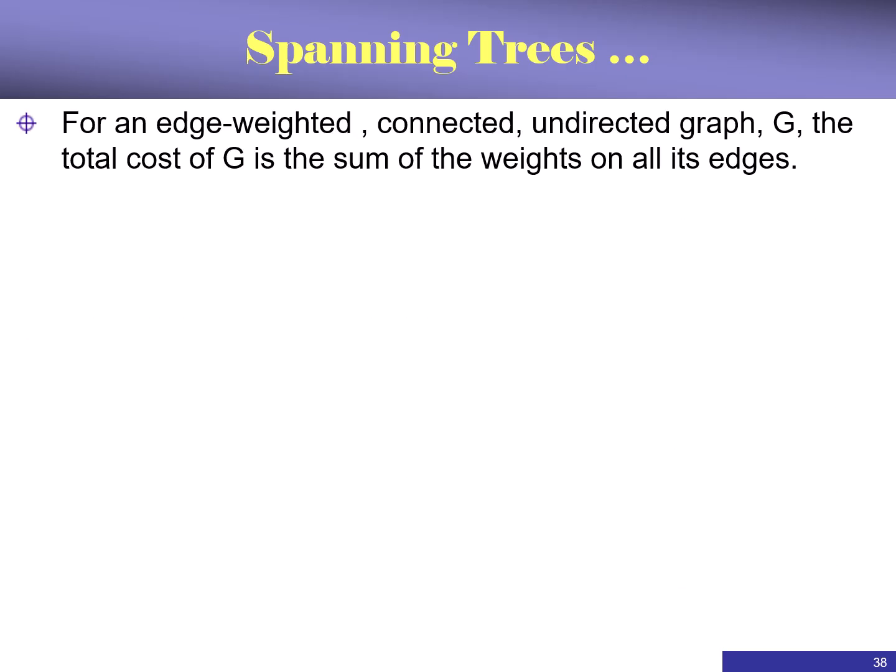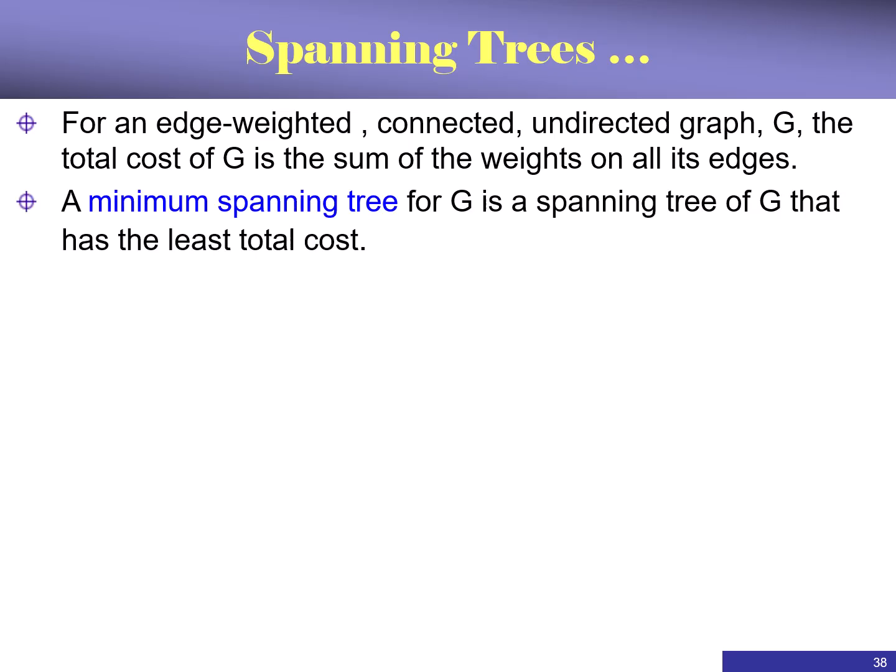Okay. For an edge-weighted, connected, undirected graph, the total cost of the graph is the sum of the weights of its edges. So that's what we call a minimum spanning tree for the graph. That means the total weight is minimum, the very least total cost. What does it mean? Every edge has a weight, is it? When you add the weight of each edge, it will give you the least total cost.